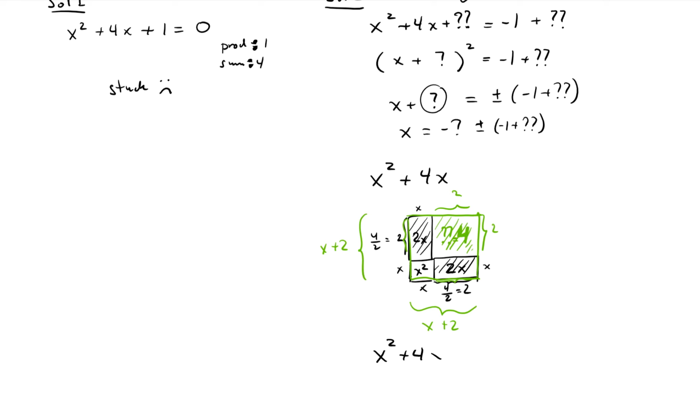x squared plus 4x, I'm going to add 4. And if I add 4 to it, this now will become (x plus 2) squared. You can check, if you expand (x plus 2) squared, you're going to get x squared plus 4x plus 4. But above, you have the geometric demonstration of that result. So on the other side, I've got minus 1.